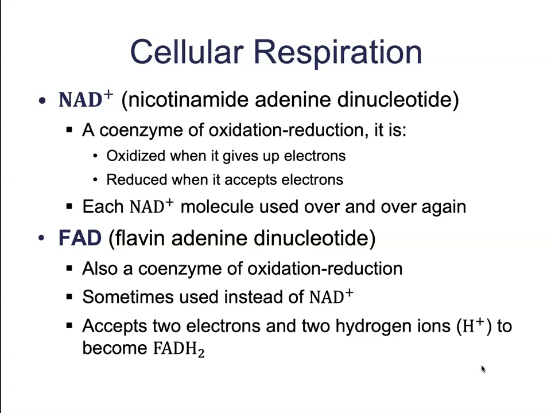When NAD+ accepts an electron, we say that it has been reduced. Reduced means that it has gained an electron. The acceptance of an electron usually coincides with the binding of a hydrogen. So NAD+ will become NADH. FAD, flavin adenine dinucleotide, is also a coenzyme of oxidation reduction. Sometimes it's used instead of NAD+. It's going to accept 2 electrons and 2 hydrogen atoms to become FADH2.